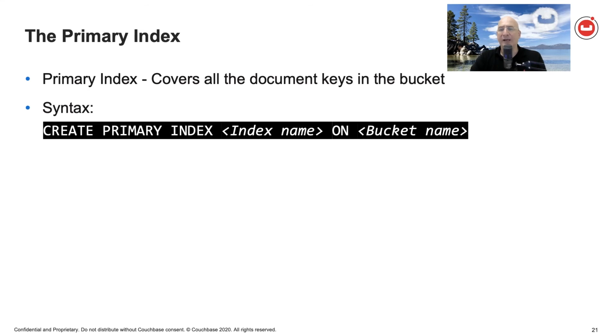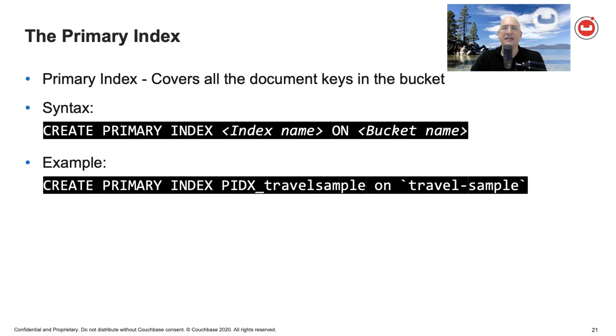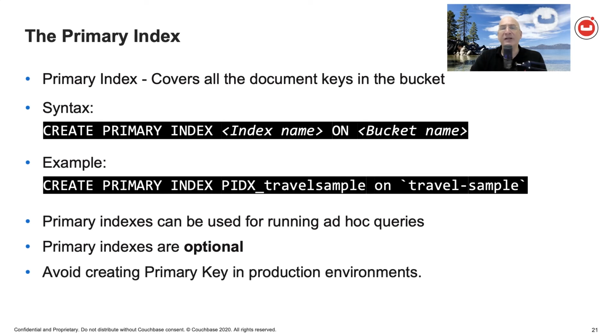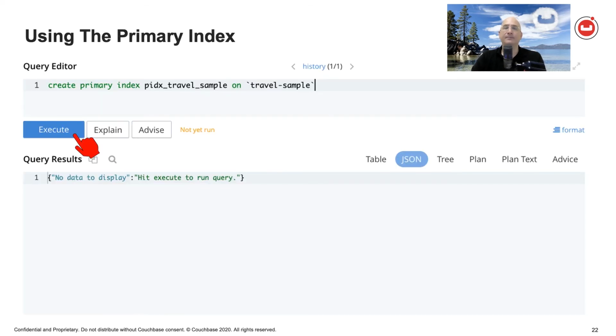This is the syntax for creating a primary index. And here is an example of a primary index creation for the bucket travel sample. The primary index can be used for ad hoc queries when you don't necessarily have indexes that support your query. Primary indexes are optional, and you should try to avoid them as much as possible, especially in production environments. The reason is they usually produce subpar performance because Couchbase would probably need to scan all the documents in the bucket to perform your query.